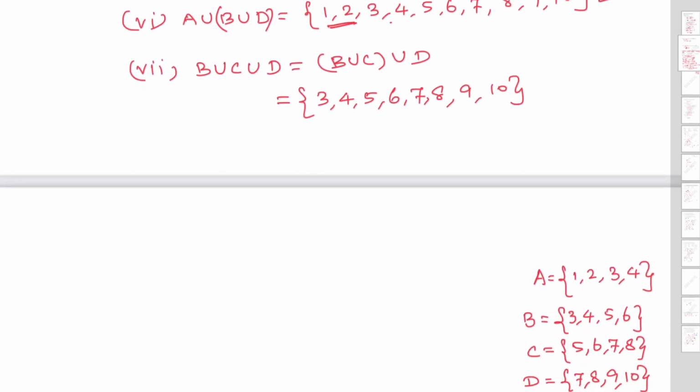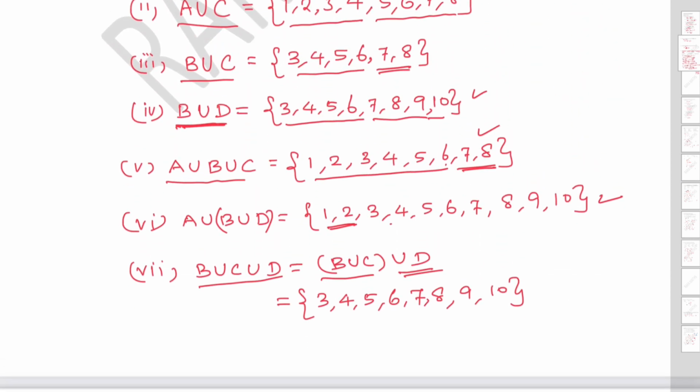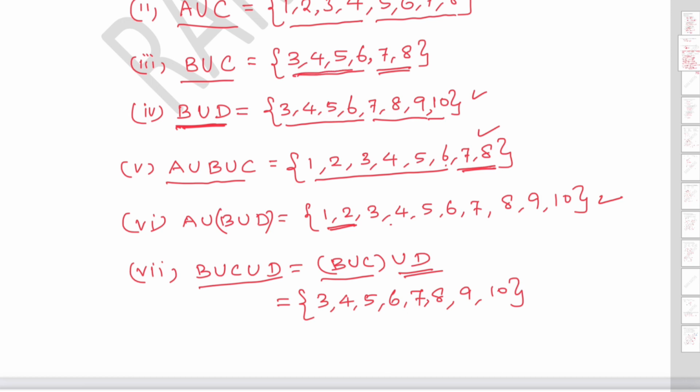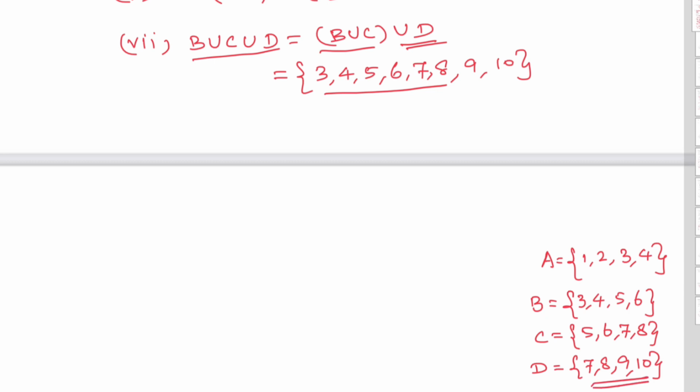And question number 7, B union C union D. So you write B union C. B union C is 3, 4, 5, 6, 7, 8. So write 3, 4, 5, 6, 7, 8. Then D is 7, 8, 9, 10. Already you have written 7, 8, don't need to write once again. So extra numbers are 9 and 10. So put 9 and 10. So you have B union C union D.